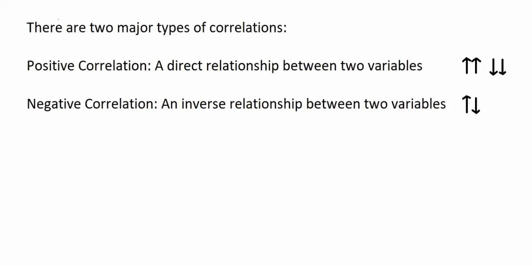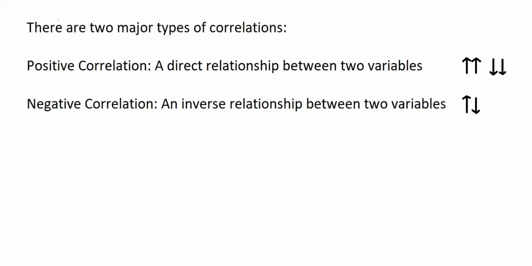When two variables have a positive correlation, it means that when one variable increases, the other one tends to increase as well. And when one variable decreases, the other variable tends to decrease as well. And so basically, when one variable is low, the other tends to be low. When one variable is high, the other tends to be high.